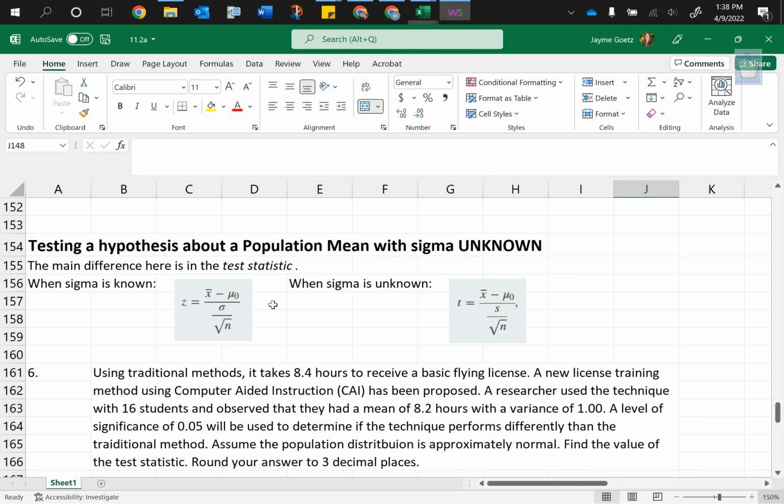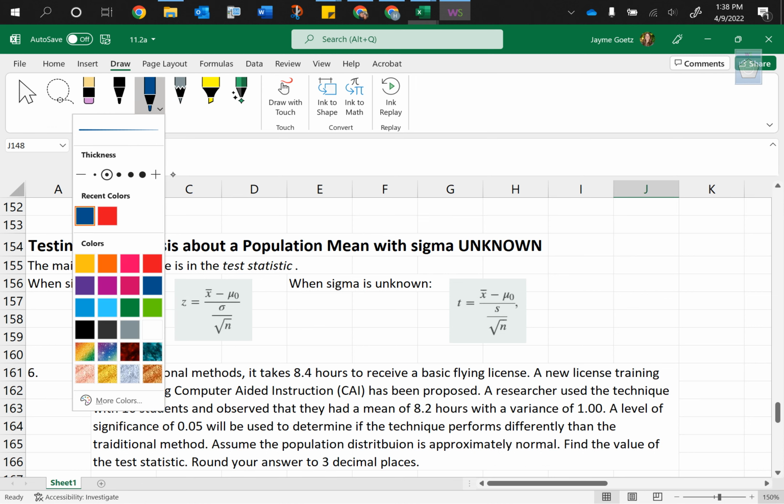Now, the next thing we're going to talk about is what happens when we test a hypothesis about a population mean, just like we have been doing, but this time sigma is unknown. This time we don't know the population standard deviation. The only difference is this guy right here, my test statistic.